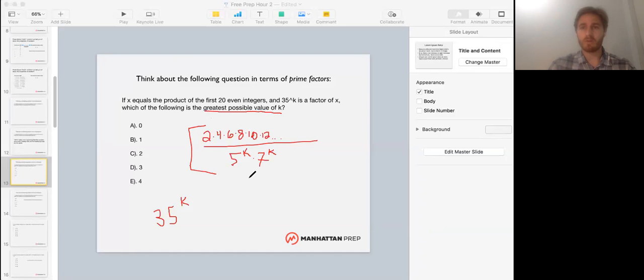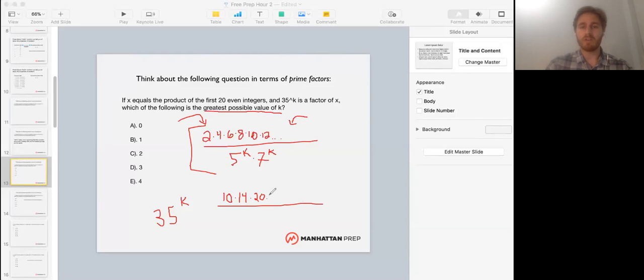Okay, well, in order for that to happen, I've got to think about how many 5s appear up top, how many 5s appear over here, and how many 7s appear up here in all these even numbers that are being multiplied. The fact is that 5s and 7s are not as common up there as the 2s are. We have a 10, that'll give us a 5. We have a 14, that'll give us a 7. We have a 20, that'll give us another 5.